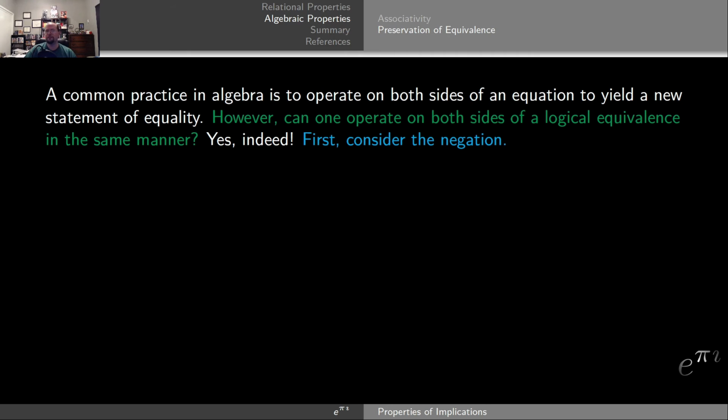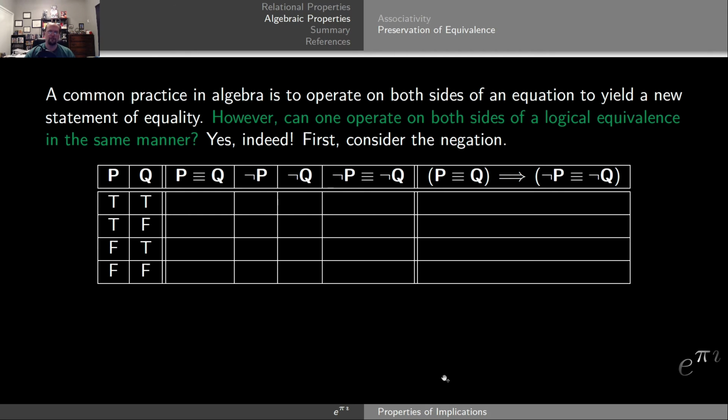So first, let's consider the negation. We have two statements, P and Q, and we want to show that if P is equivalent to Q, that implies that negation of P is equivalent to negation of Q. So let's start off with the equivalence. Double true will yield true, true false will yield false, false true will yield false, and double false will yield true also. If we negate P, that will give us false false true true. Negation of Q will give false true false true.